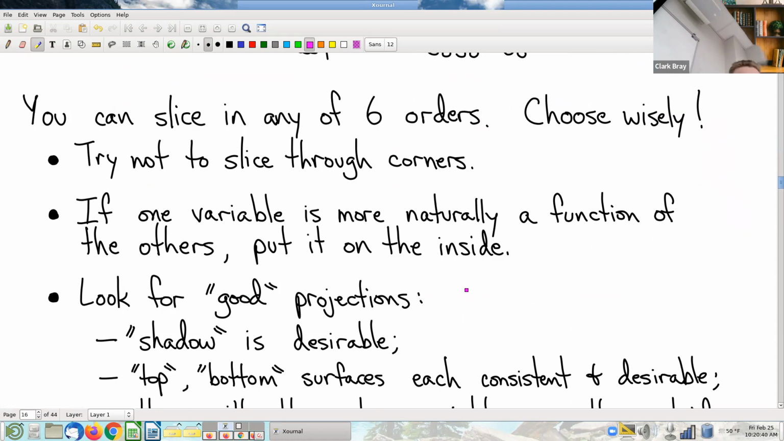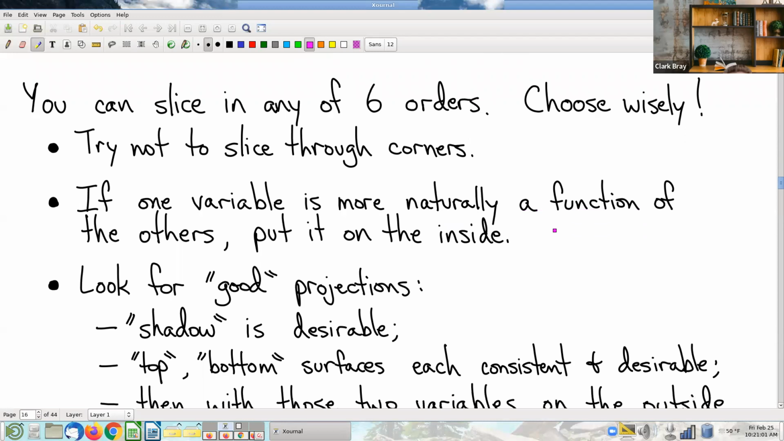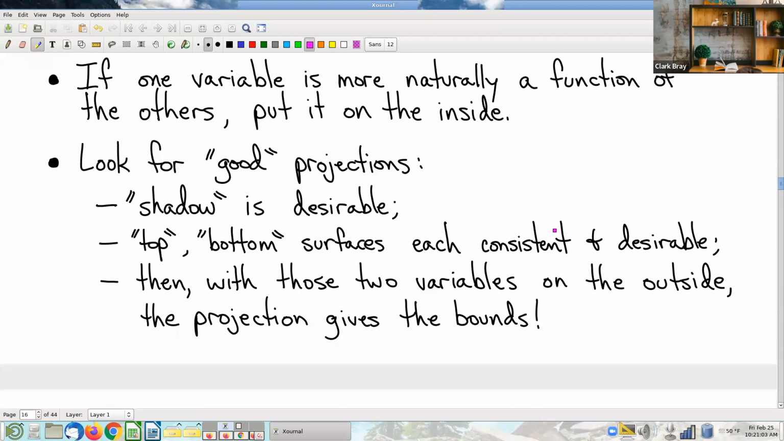Yeah, we've already talked about not slicing through corners, just like with double integrals. You want to think about what's naturally a function of what, and think strategically on that. And if you don't want to solve for a certain variable, don't put it on the inside where you would need to solve for it, right? So things like that. And then we had to absolutely rush through this next point of strategy here.